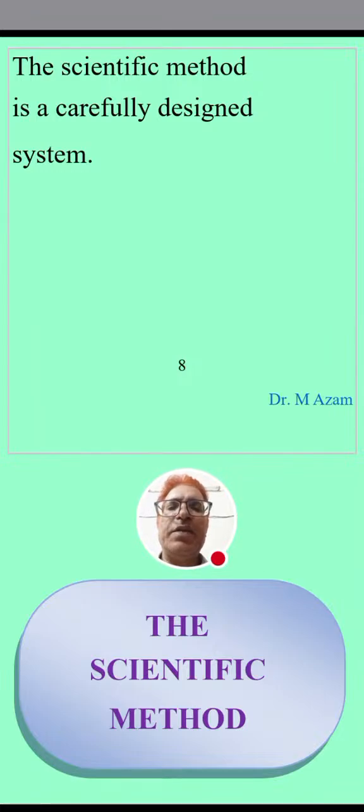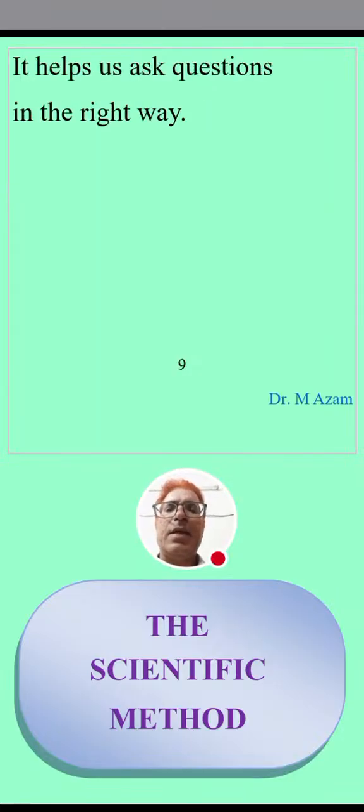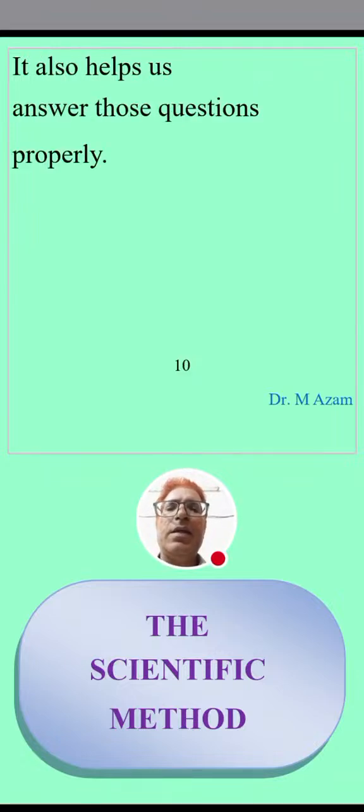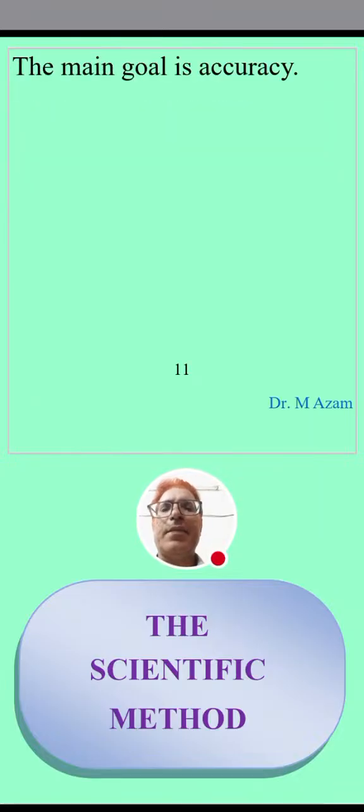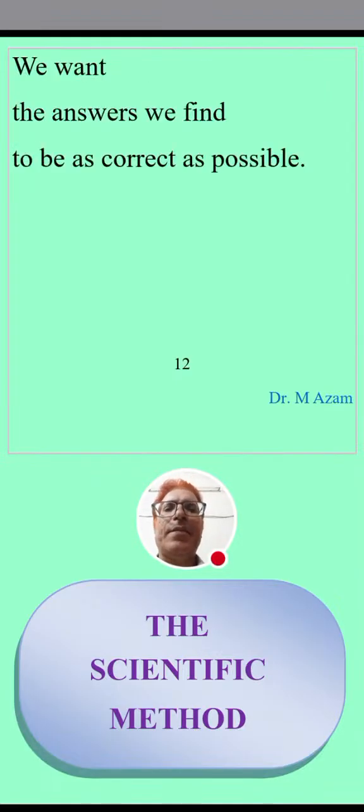The scientific method is a carefully designed system. It helps us ask questions in the right way. It also helps us answer those questions properly. The main goal of the scientific method is accuracy. Accuracy means correctness. We want the answers we find to be as correct as possible, accurate answers.